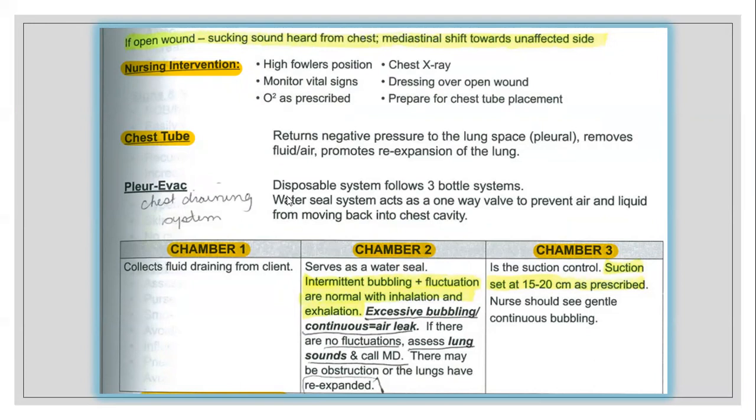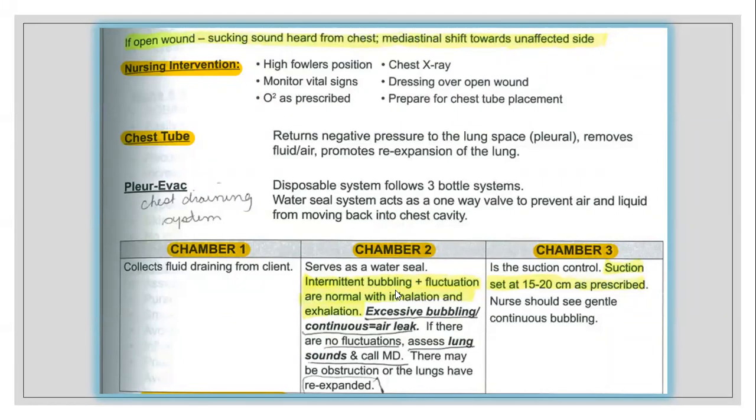So what are the evaluations? The disposable system follows the 3-bottle system that I told you. Chamber 1, chamber 2, and chamber 3. They are actually the collecting chamber, water seal chamber, and suction control chamber. So chamber 1 collects the fluid drained from the client. Chamber 2 serves as a water seal.